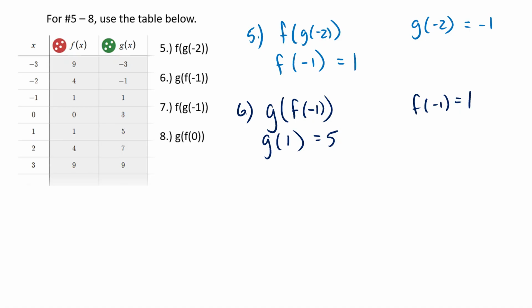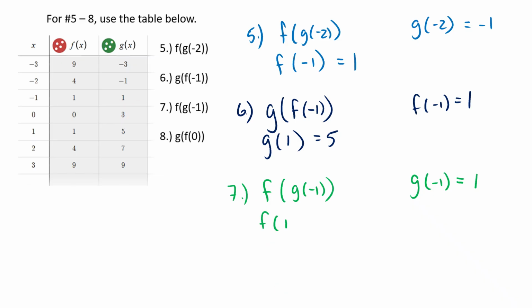And next one, we have f of g of negative 1. So this is that, like, is it commutative? So g of f of negative 1 and f of g of negative 1, do they land us in the same spot? So we're going to start by doing g of negative 1 and finding what that is. So there's my negative 1. G of negative 1 is 1.